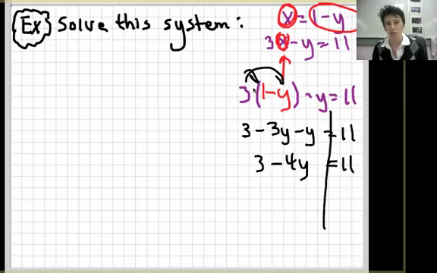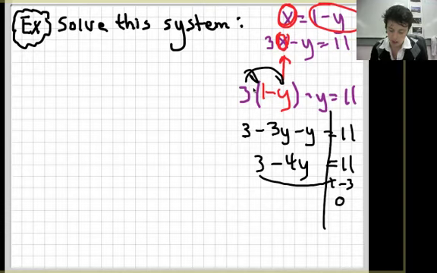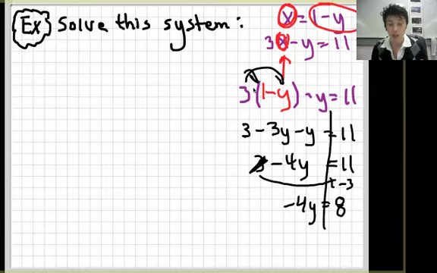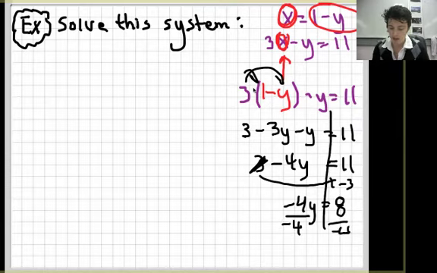Flip that 3 over, get the 3 to the other side, so it's a negative 3. And 11 minus 3 is 8, so we get 8. And the 3 is gone. Now we just have negative 4y equals 8. Note that it's a negative 4. A lot of people forget that. Then divide by negative 4 on both sides. 8 divided by negative 4 is negative 2. So our answer is y equals negative 2.